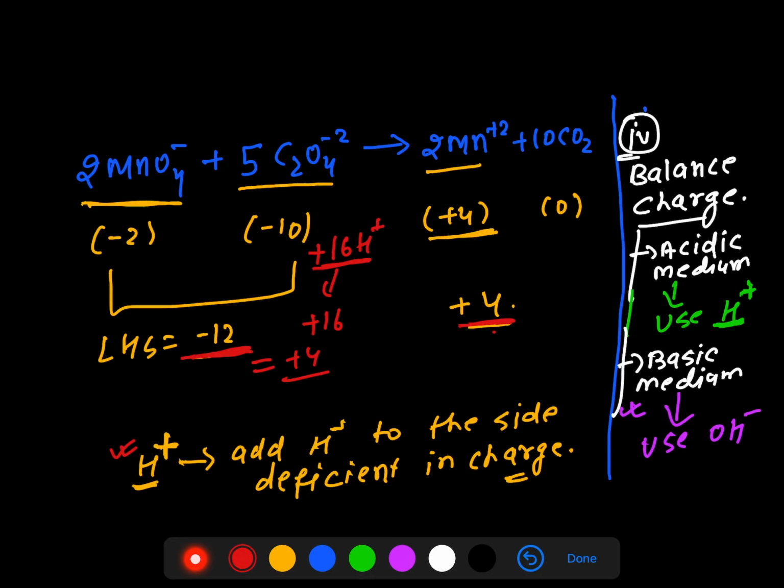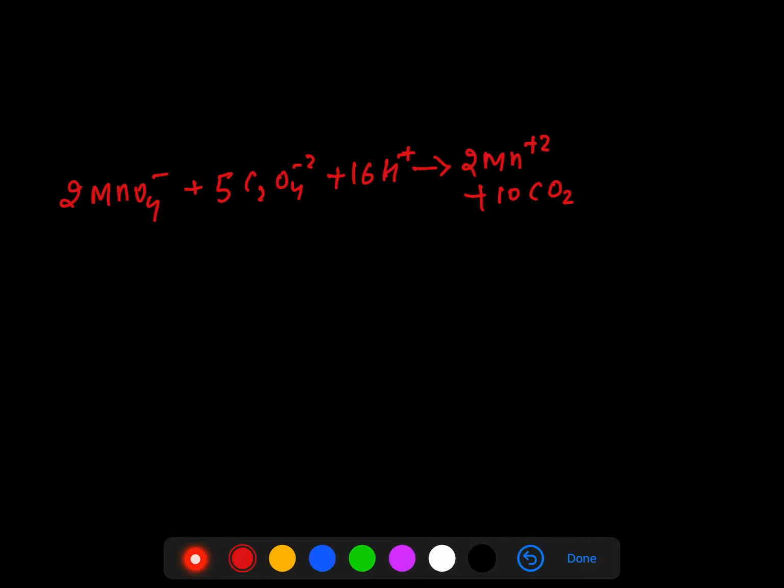So we will add the appropriate number of H+ to the side which is deficient in charge. So we added 16 H+. Fine. So this is how you balance the charge. Now next. So it was 2MnO4- plus 5C2O4 2-, and we added 16H+. It gave us 2Mn2+ plus 10CO2, right?